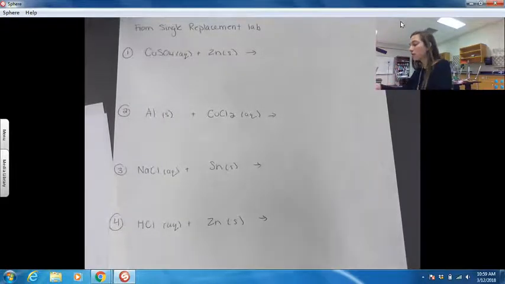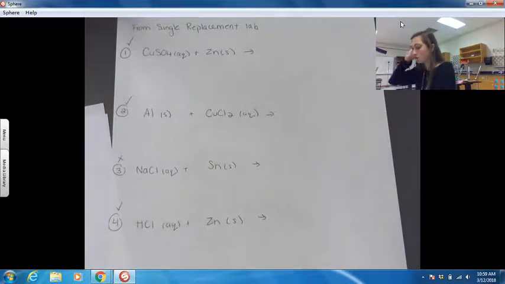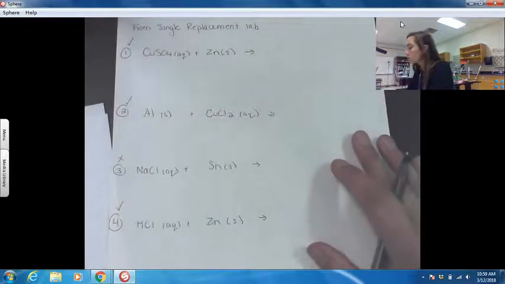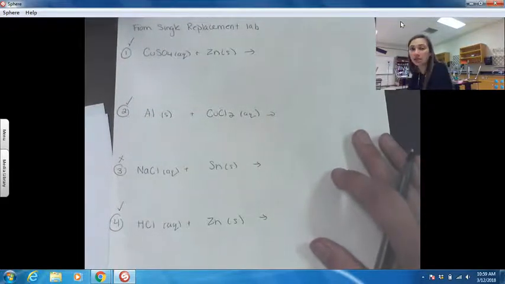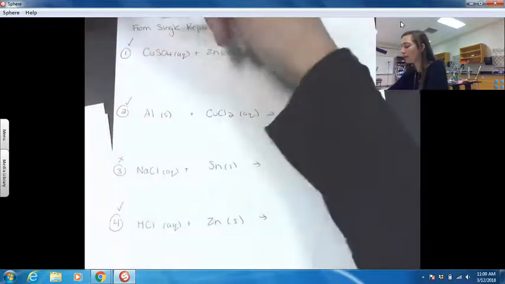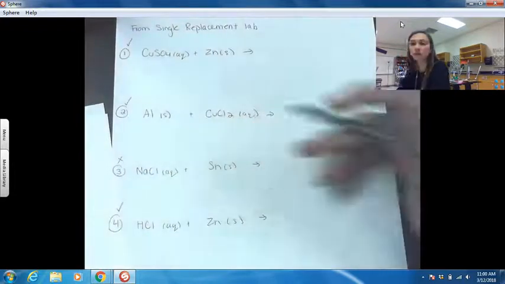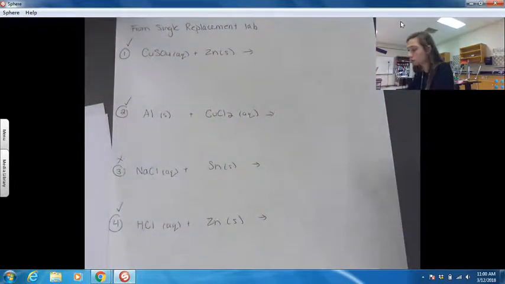Now, from the lab, we saw a reaction occur for 1, 2, and 4, but we saw no reaction for number 3. So what we want to do is figure out why. What we want to do first, always, for a single replacement reaction is create our products. And we know in single replacement reactions, we have to figure out whether the element that's by itself has a plus charge or a negative charge.